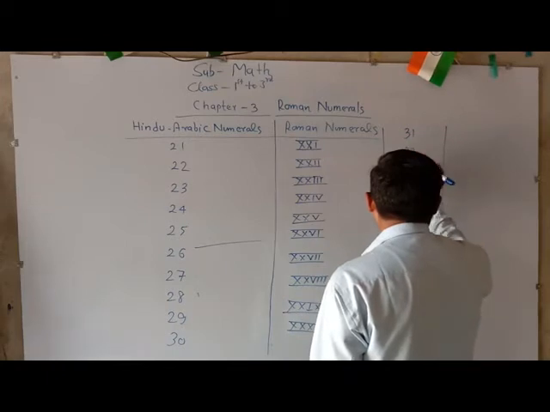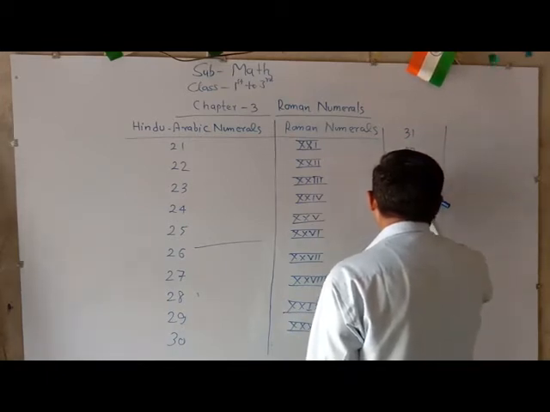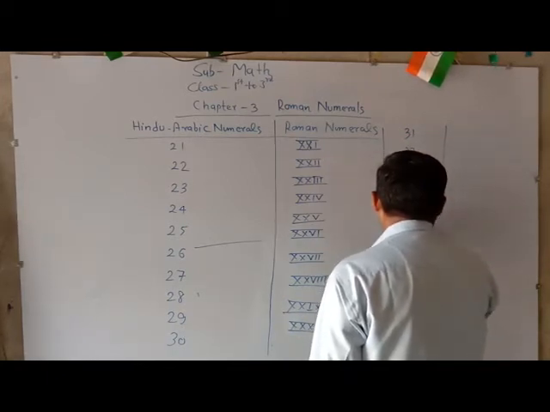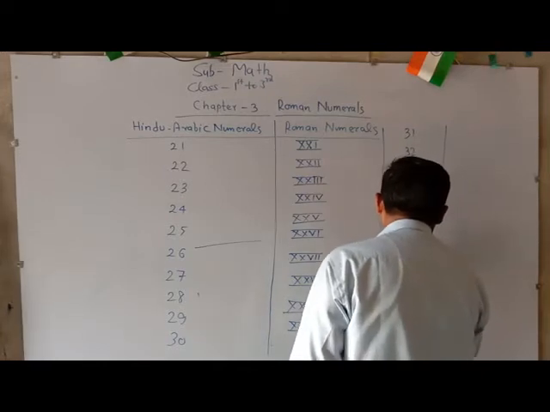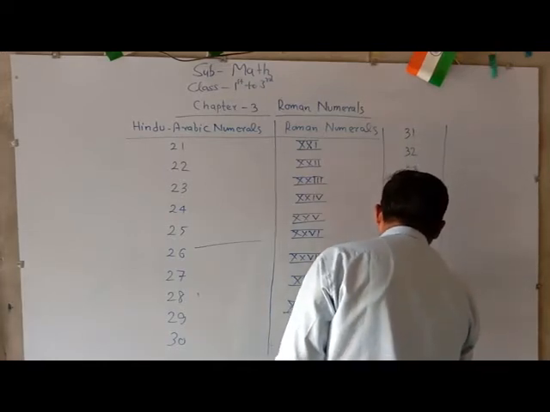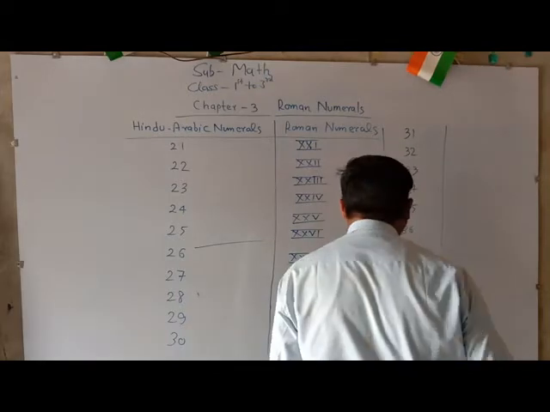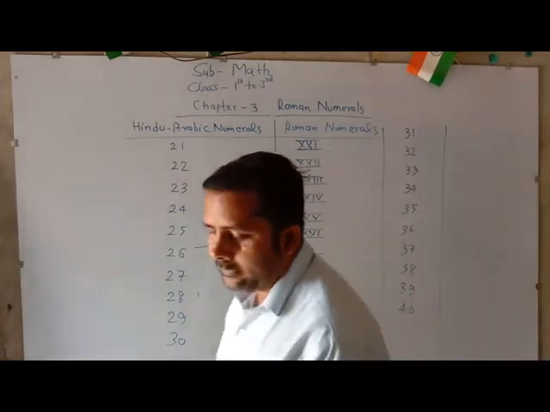Next, 31 to 40: 31, 32, 33, 34, 35, 36, 37, 38, 39 and 40. Right?